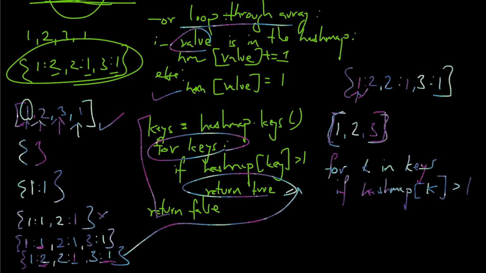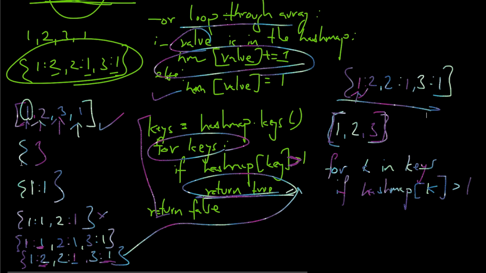Because you were adding the duplicates, you were increasing the count: if there existed a value in my hash map, I'm going to increase the count. So whenever that count is greater than 1, I'm going to return true. Else, if all the counts are 1 till the end, we are going to return false. So this is the way this algorithm works. Now let us actually code this.